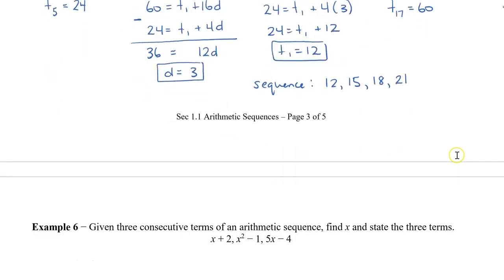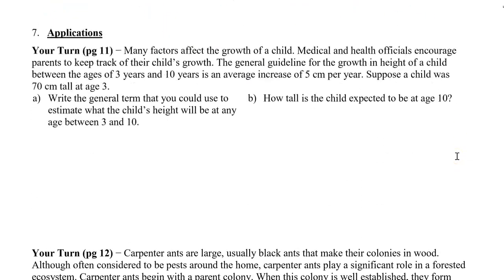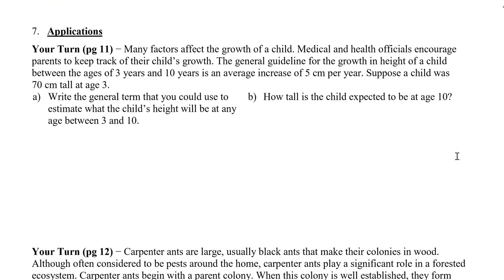Let's take a look at another example that is an application. Many factors affect the growth of a child. Medical and health officials encourage parents to keep track of their child's growth. The general guideline for the growth in height of a child between the ages of 3 years and 10 years is an average increase of 5 centimeters per year. So this is from 3 to 10, and the increase is 5 centimeters every year.